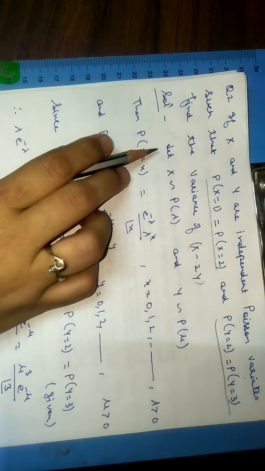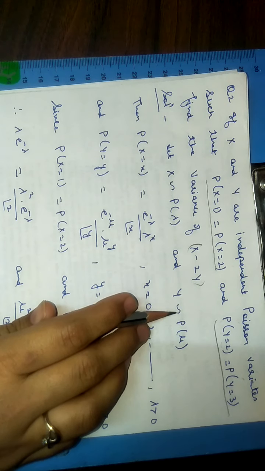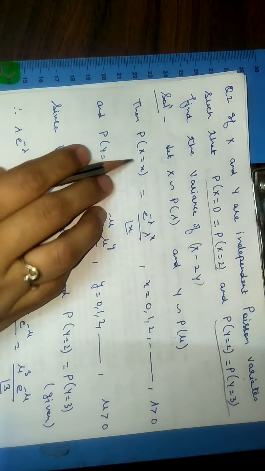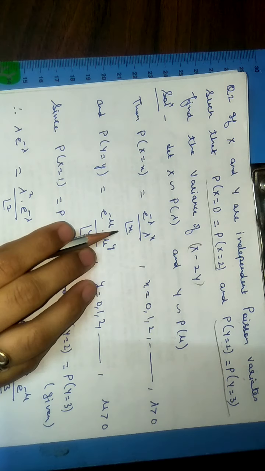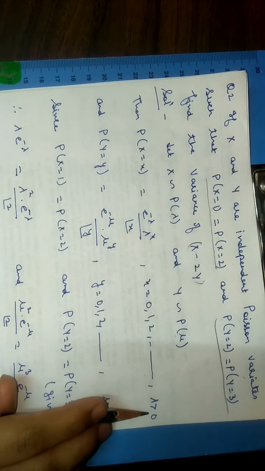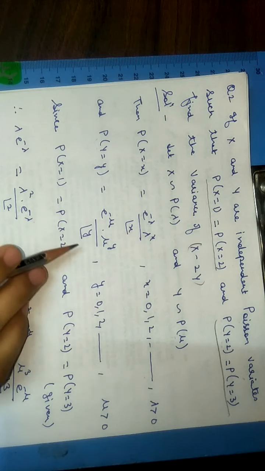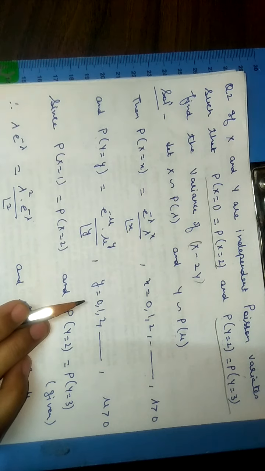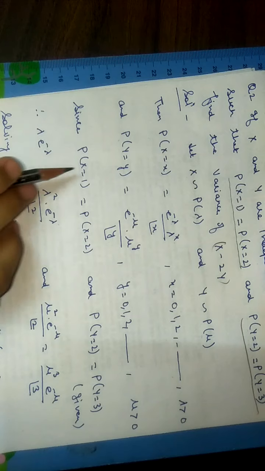So here we let x variate be Poisson with parameter lambda and y be Poisson with parameter mu. So then probability at x equals e raised to power minus lambda, lambda raised to power x by x factorial, where x goes from 0 to infinity and lambda is greater than 0, and probability at y equals e raised to power minus mu into mu raised to power y by y factorial, where y goes from 0 to infinity and also mu is greater than 0.